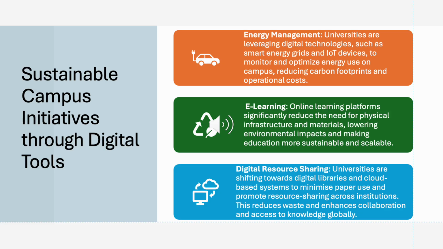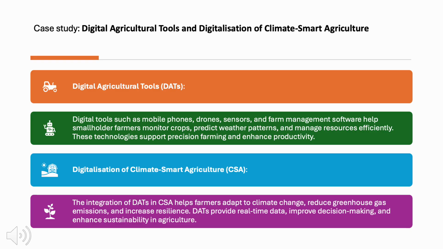And digital resource sharing: universities are shifting towards digital libraries and cloud-based systems to minimize paper use and promote resource sharing across institutions. This not only reduces waste, but also enhances collaboration and access to knowledge globally. Looking at digital agricultural tools and digitalization of climate-smart agriculture as a case study of digitalization, we see that digital agricultural tools such as mobile phones, drones, sensors, and farm management software help smallholder farmers monitor crops, predict weather patterns, and manage resources efficiently. These technologies support precision farming and enhance productivity.